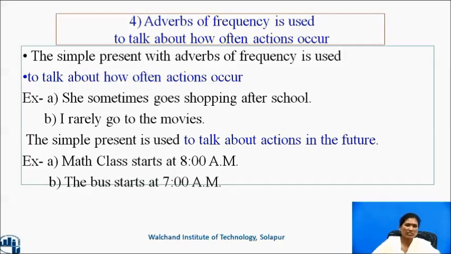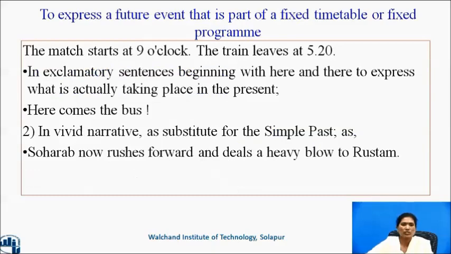The simple present is used to talk about actions in the future also. For example, math class starts at 8 am. The bus starts at 7 am. The simple present tense is again used to express a future event that is a part of a fixed timetable or fixed program. Just as I have said, the match starts at 9 o'clock. The train leaves at 5:20.